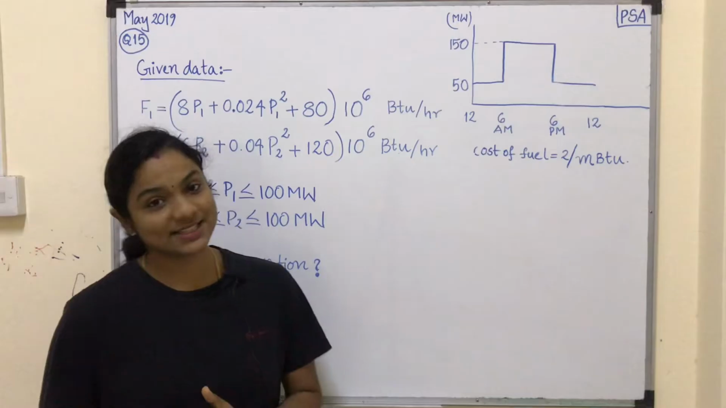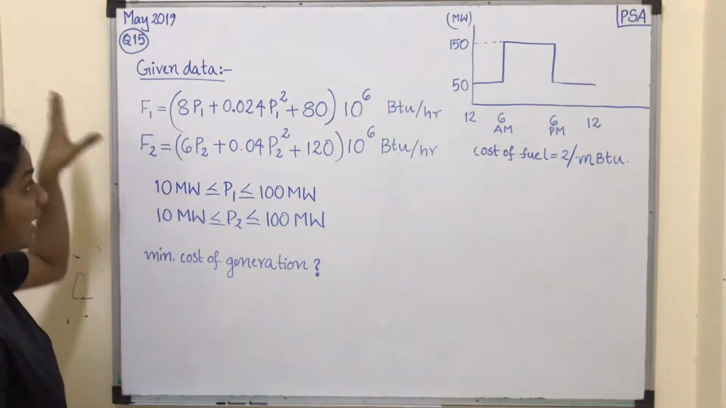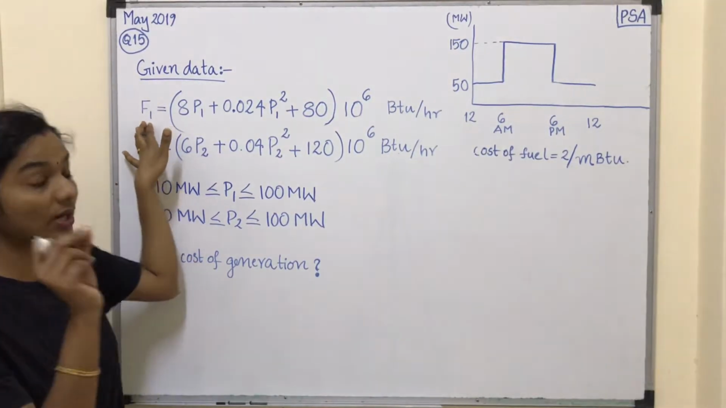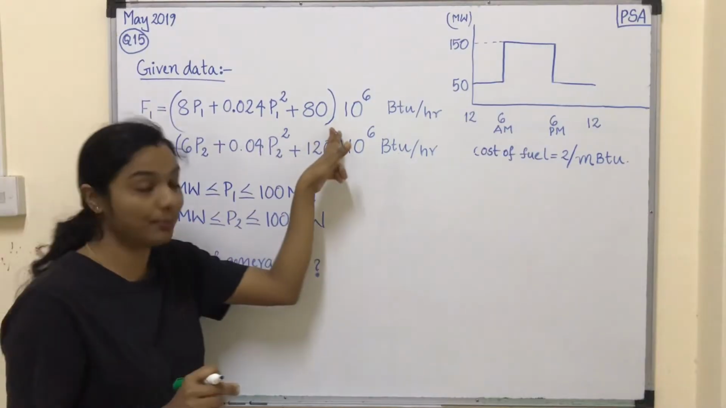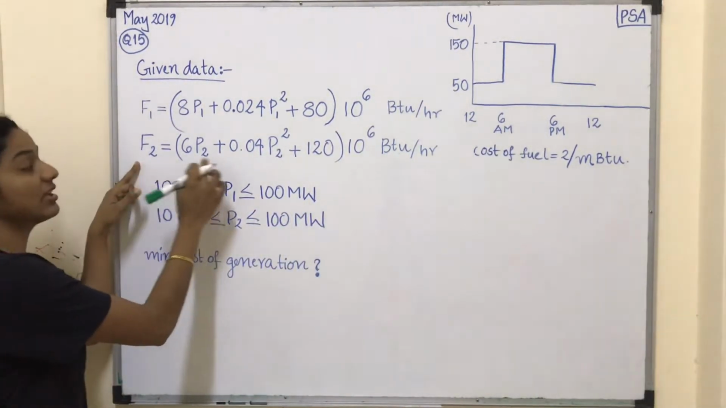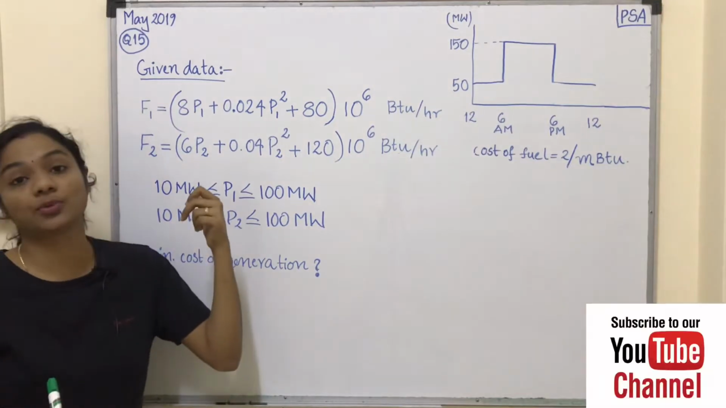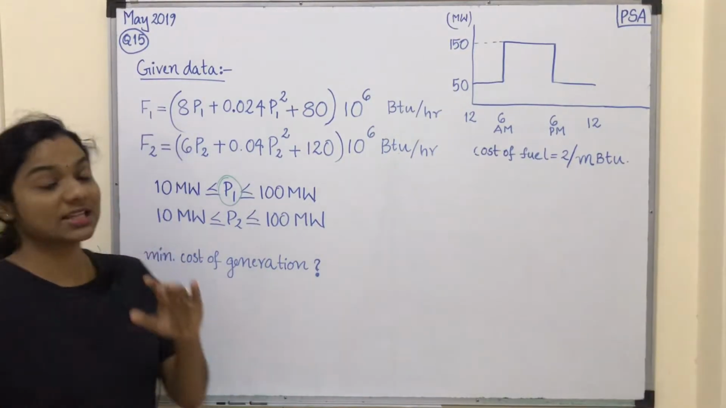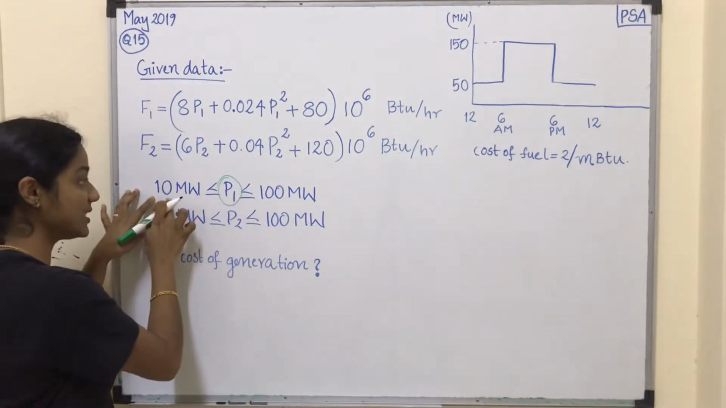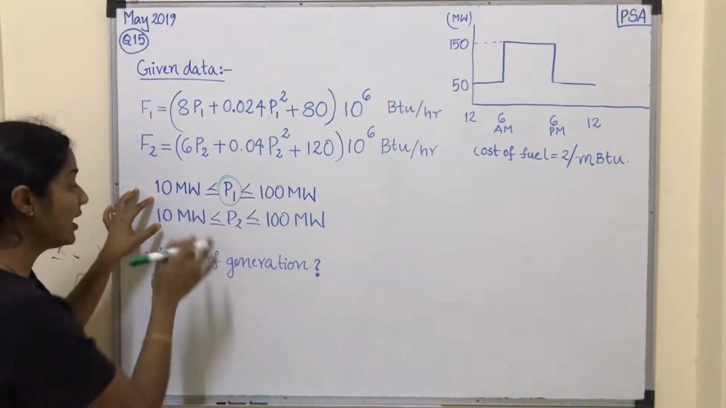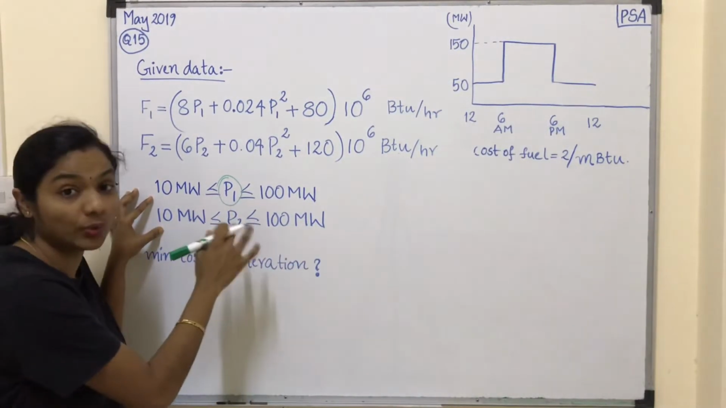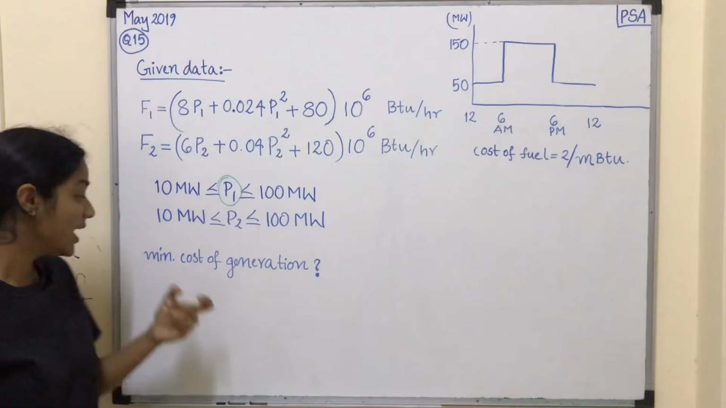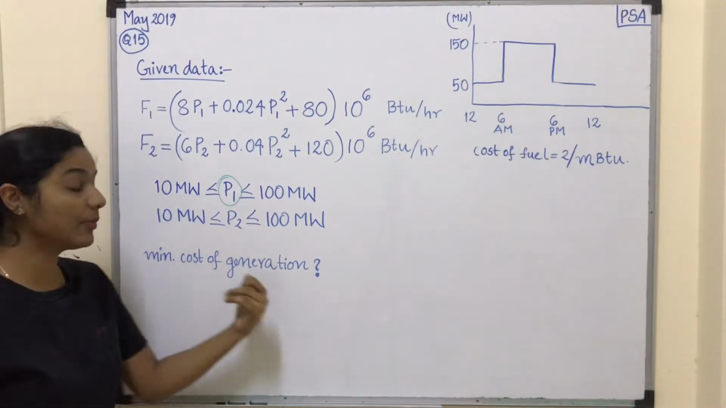Okay, first let us write the given data. In the question itself they have given the fuel input to unit 1 as F1, which is given in terms of P1, and F2, which is given in terms of P2, the fuel input to unit 2. The next thing is that the minimum and maximum load on unit 1, P1, is 10 and 100. Same way, the minimum and maximum load on unit 2, that is P2, has values 10 megawatt and 100 megawatt, and here we have to calculate the minimum cost of generation.